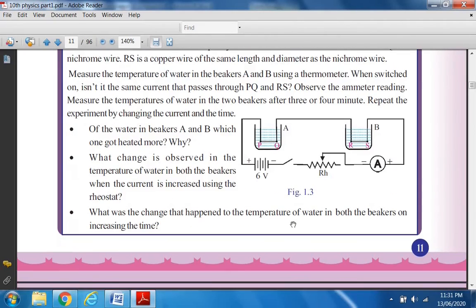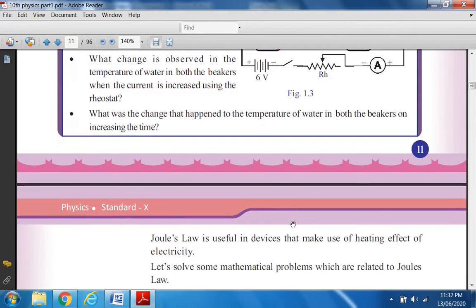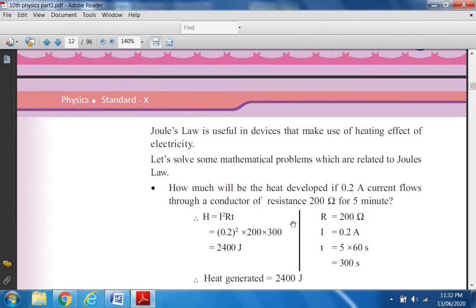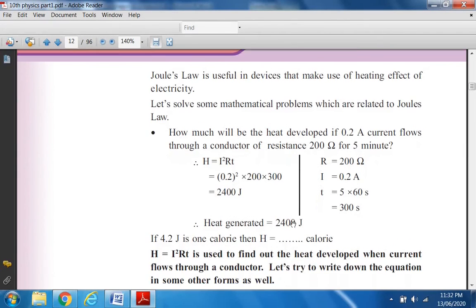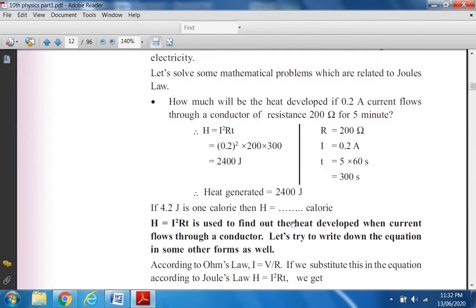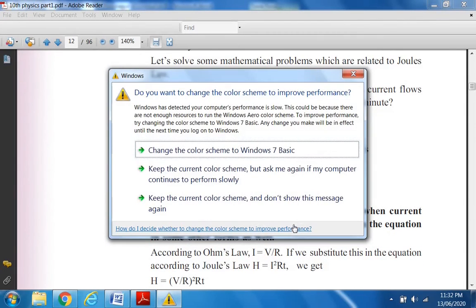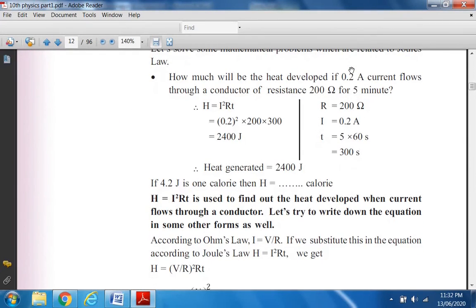Here, what we can see, Joule's law is useful in devices that make use of the heating effect of electricity. And we have 2-3 problems solved here. Let's see. Let's read the question first. Whenever you get a problem, first you have to read the question.